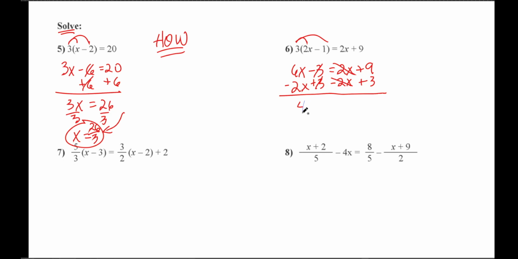6x minus 2x is 4x. And then this is 9 plus 3 is 12. Divide both sides by 4. I'll put it right here. X is 3. Don't leave it 12 over 4.